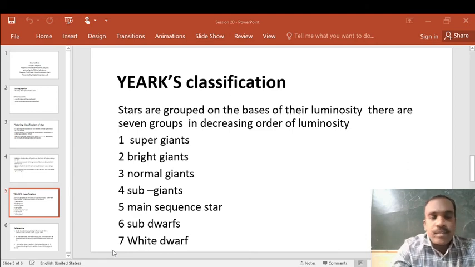Next, main sequence stars. The luminosity is comparable to the Sun; Alpha Centauri, Vega, and Sirius are examples. Subdwarfs have a luminosity less than that of the Sun. White dwarfs have a luminosity very much less than the Sun.